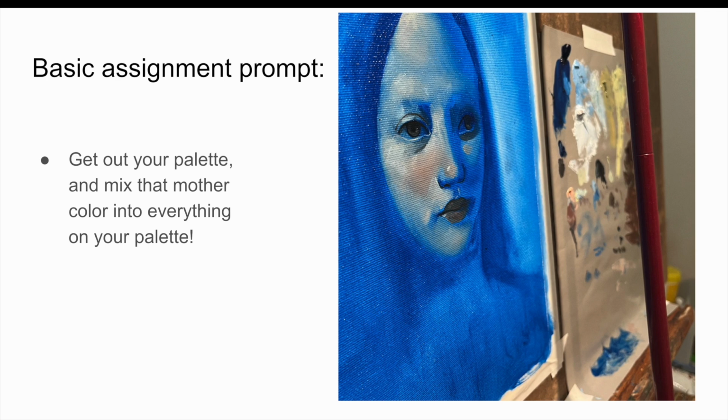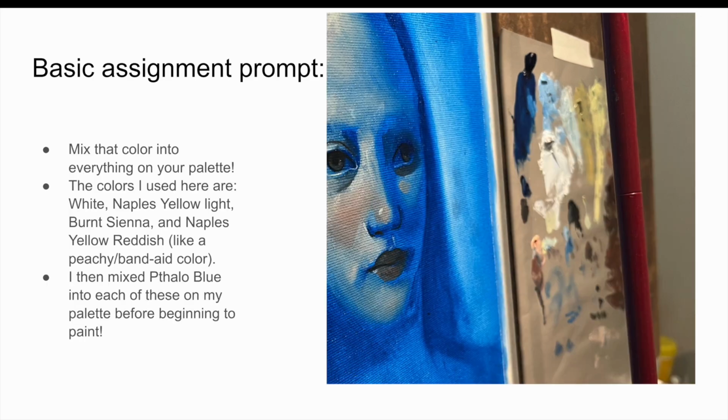And then, to continue on, get out your palette and mix that color into everything on your palette. So you can see, I regrettably did not take a clear picture of my palette when I was doing this, but you can see over there the colors that I used are titanium white, Naples yellow light. So we can see here we have Naples yellow light. There's some burnt sienna, and this right here is a color called Naples yellow reddish, which is kind of like a peach type, band-aid type color. Then I took my phthalo blue and used my palette knife to mix it into each and every one of these colors.